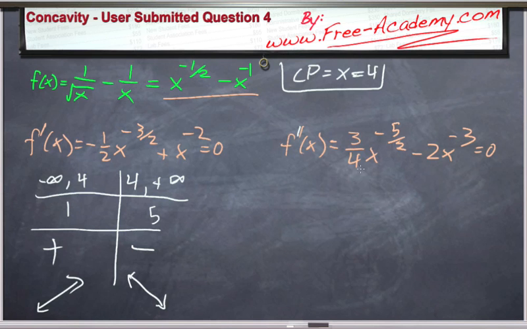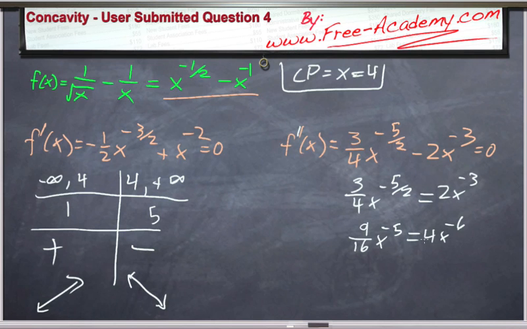So we'll do the algebra to solve this. This will be 3/4 x to the negative 5/2 is equal to 2x to the negative 3. We'll square both sides again. We'll get 9/16 x to the negative 5th is equal to 4x to the negative 6. And this will give you that x is equal to 64 over 9. So we have an inflection point at 64/9.